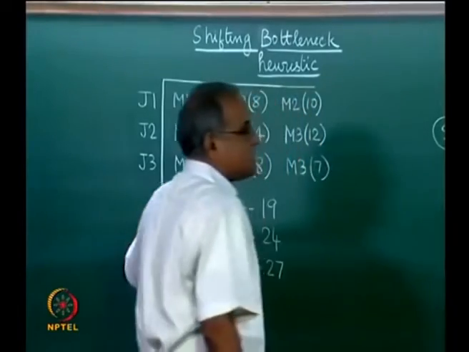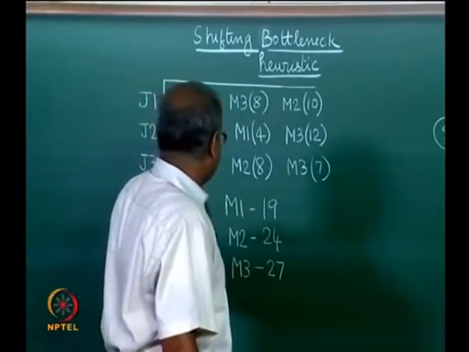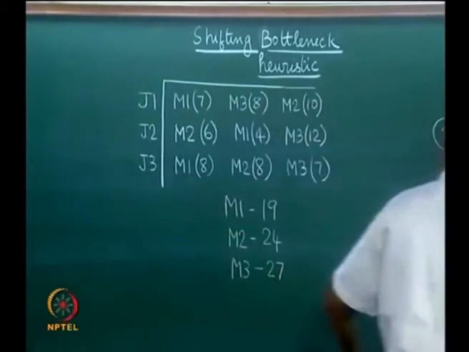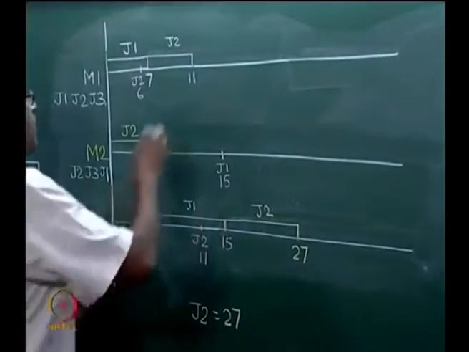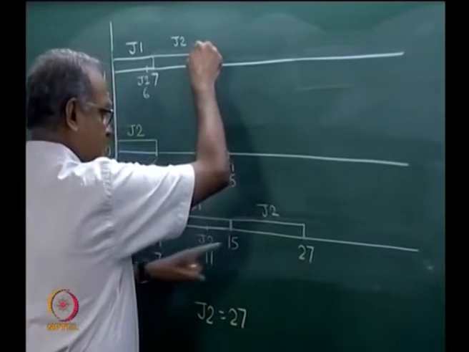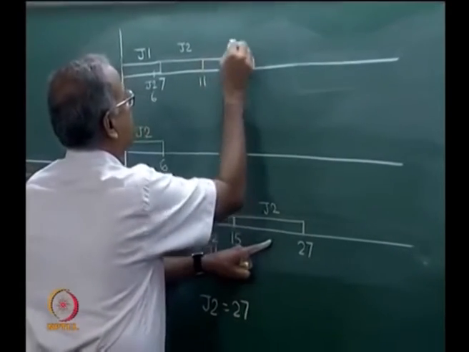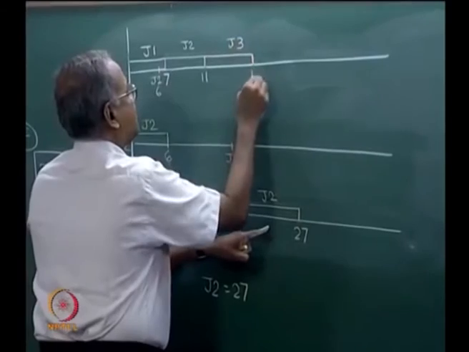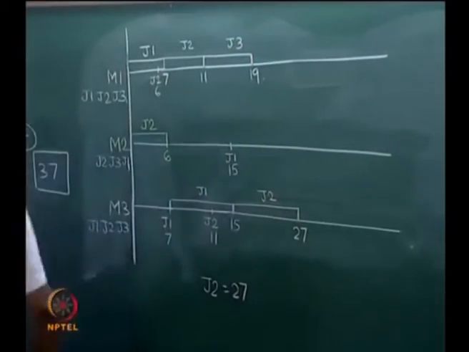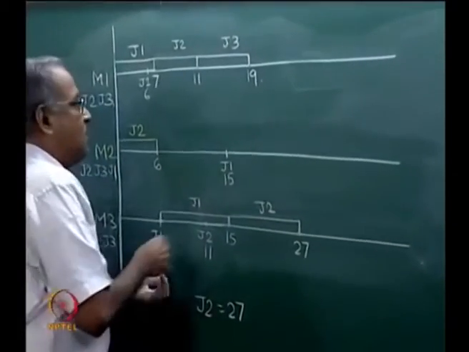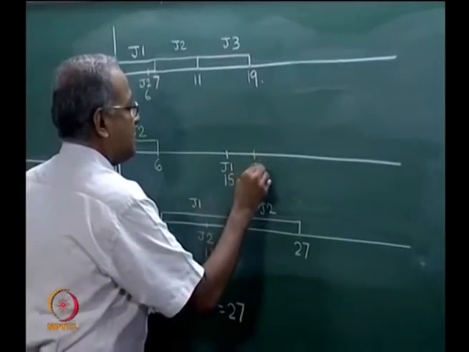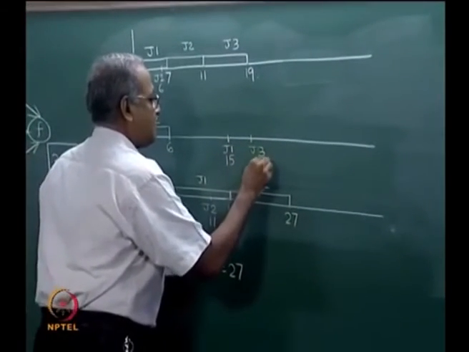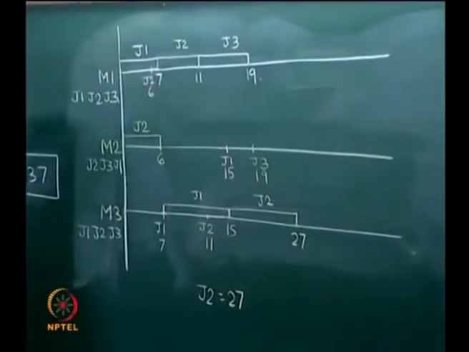J3's first operation is on M1. So, J3 will be taken up at time equal to 11 and it will go from 11 to 19. So, this will go from 11 to 19. So, J3 will finish at 19 and J3 will come to M2 at time equal to 19. So, J3 will come here at time equal to 19.